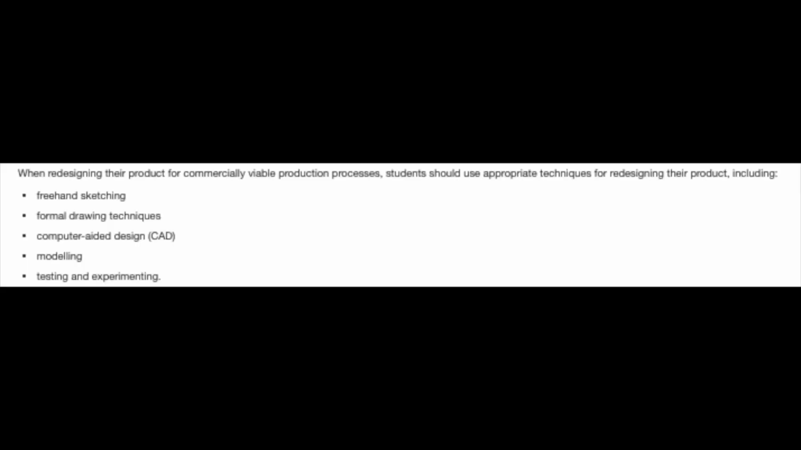Just like in Criterion B, when you're redesigning your product for commercial viability, you should be using appropriate techniques for redesigning the product. That could be freehand sketching, formal drawing technique, computer-aided design, modeling, testing, and experimentation. You should include evidence of how you have changed your design of your product to suit the selected manufacturing techniques. Modifications of the design of the product are ultimately focused on lean production and ensuring the production is cost effective.